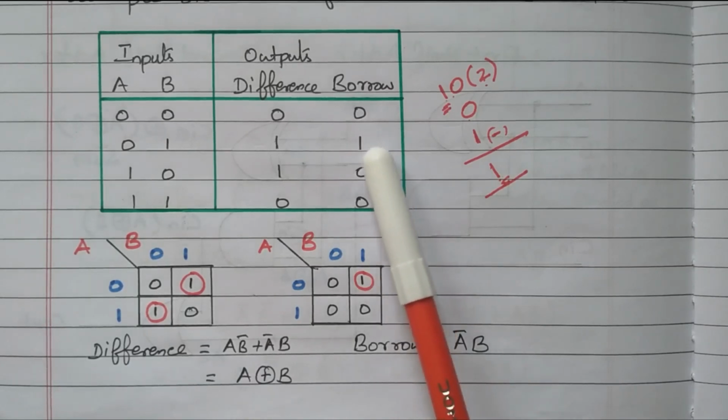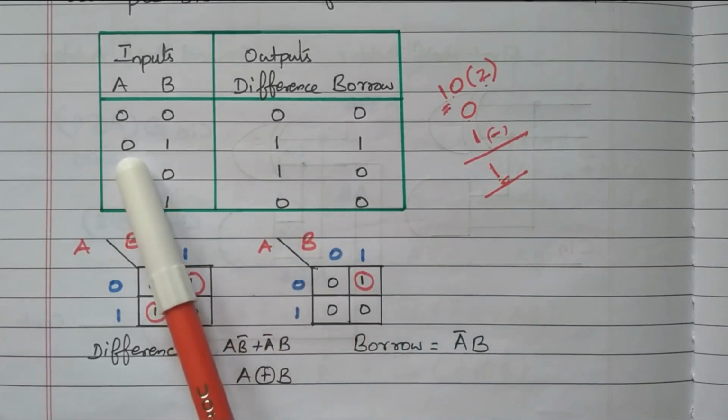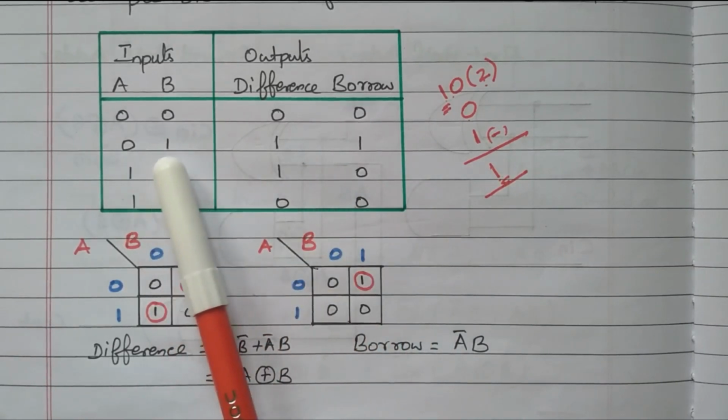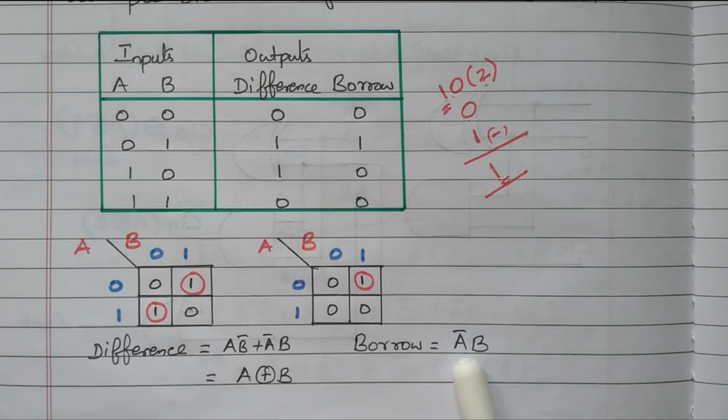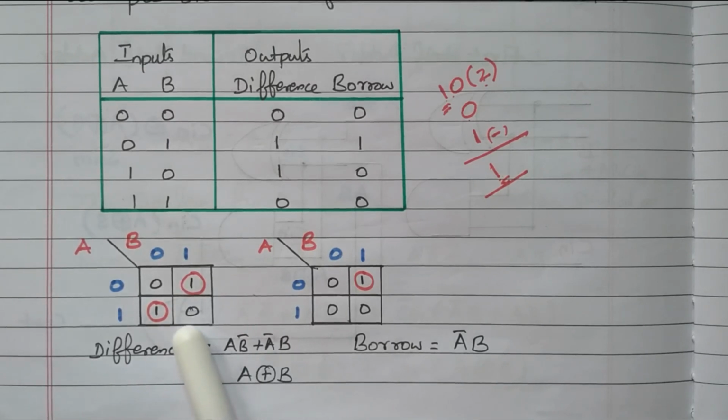Similarly, for the borrow only one 1 is available. What is there? 0 1. 0 means A bar B. A bar B is the borrow, the expression for borrow. Right? So that same thing can be implemented with the K-map also.